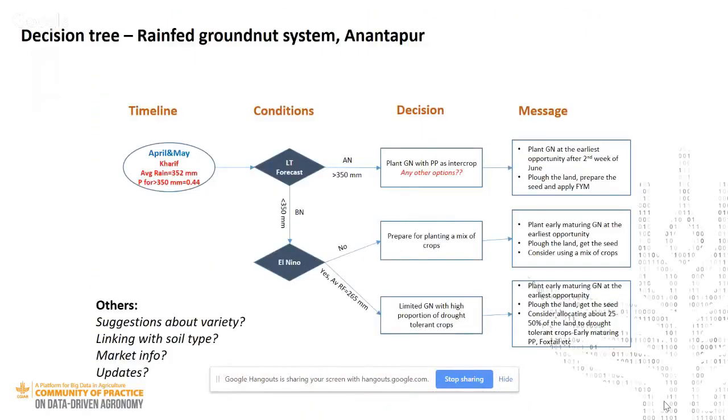And finally, all the data that was synthesized from these analytics was used to create this kind of decision tree, right? For instance, what does this decision tree tell you? It tells you that if the long-term forecast is predicted to be greater than 350 millimeters, the typical decision to the farmer has to be that they need to plant groundnut with pigeon pea as intercrop. So, you can go to the next one.